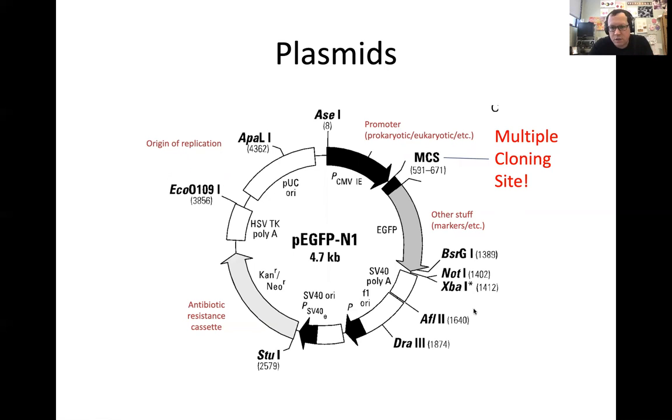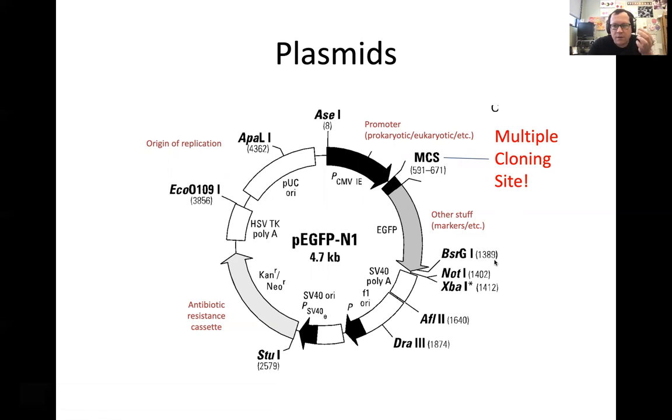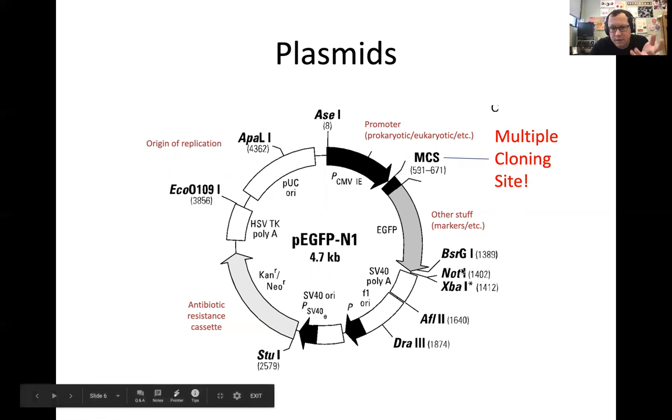that particular region. One other thing I kind of hid last week were all these weird names, right? BsrG1, Nde1, Xpa1, AflII, DraIII, Stu1, Eco109, ApaLI, Ase1. Those are all sites for restriction enzymes to cut. Anytime you see one labeled specifically in a plasmid like that, it means that it only cuts once.